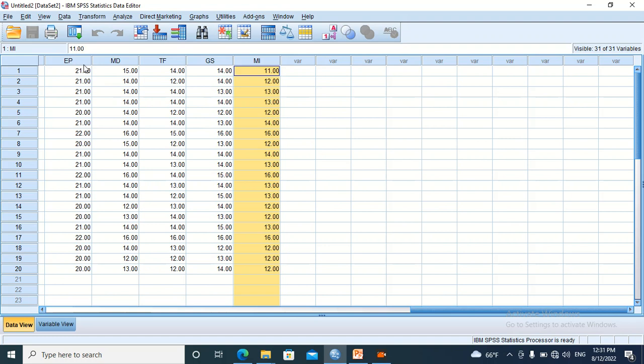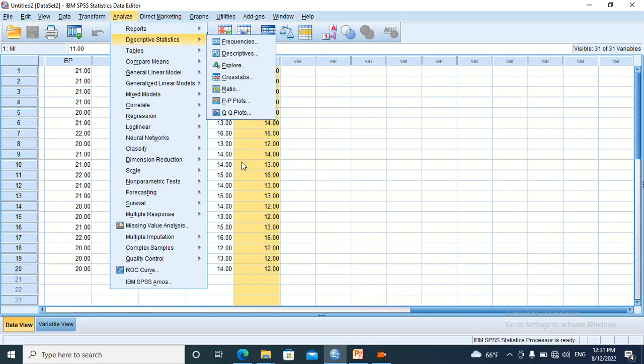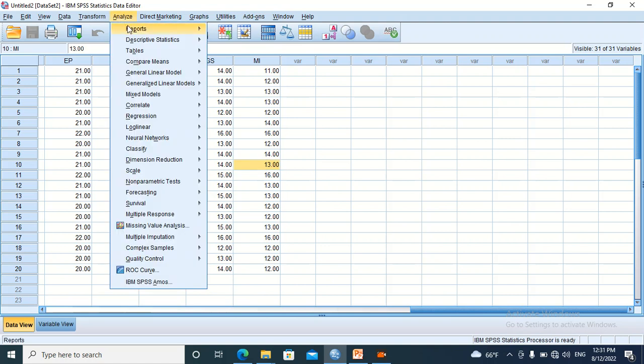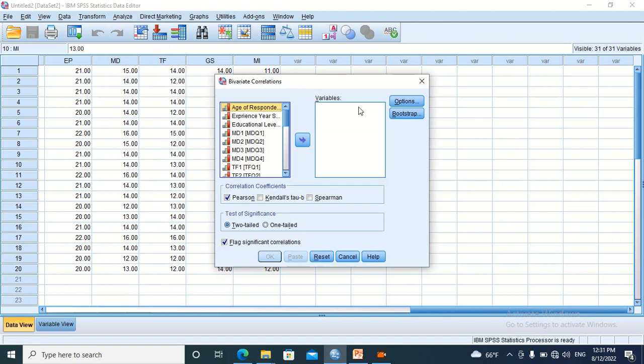Let us analyze the summary of all independent variables and the dependent variable. Analyze, correlate, bivariate, partial, distance. There are three types of correlation, and bivariate correlation is very essential for this study. We move the computed, transformed data, measured on a ratio scale.